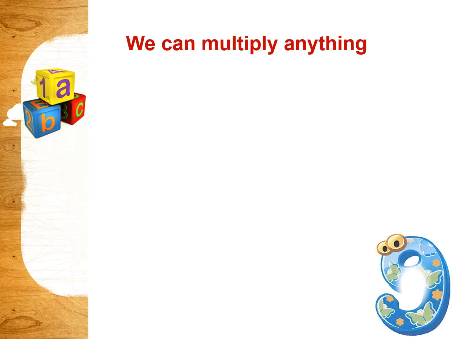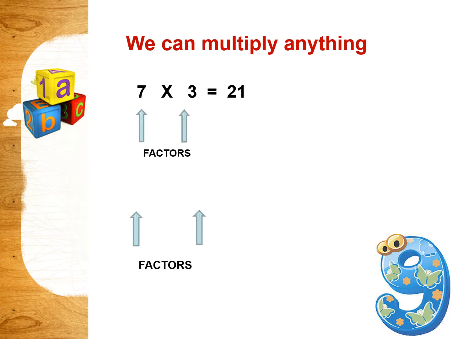Okay, let's see the next example. We can multiply any numbers. So we can use other factors, that is 7 and 3. Then 7 multiplied by 3, the answer is 21. And the next one, we also use other numbers, 2 factors, that is 8 multiplied by 4. Now we get 32.